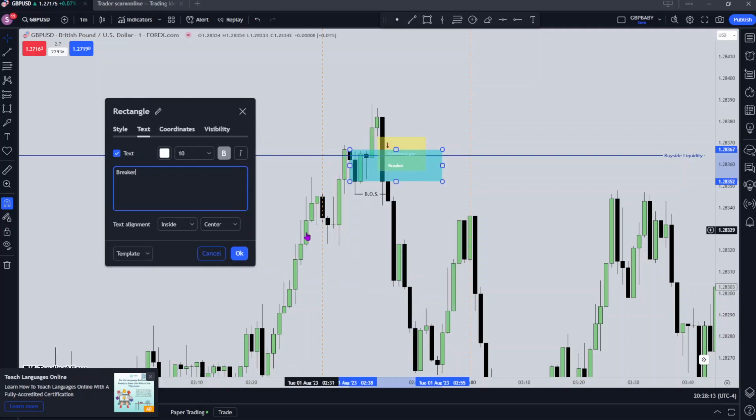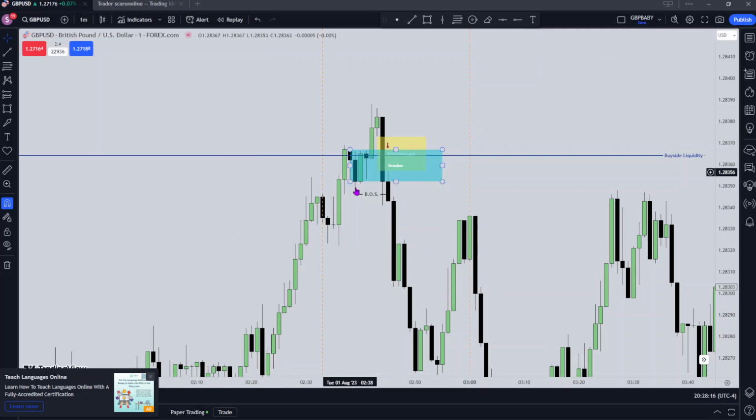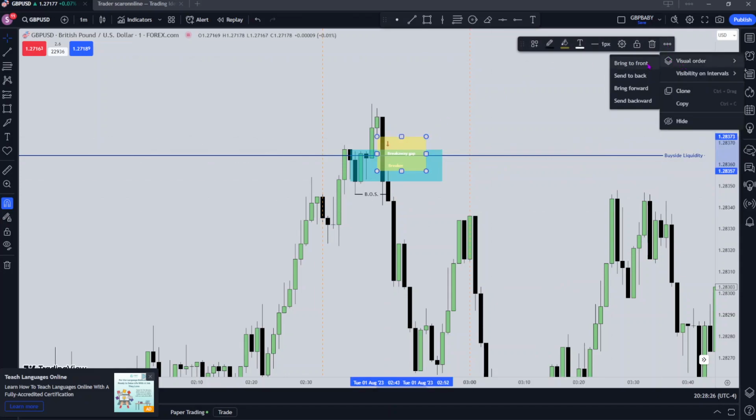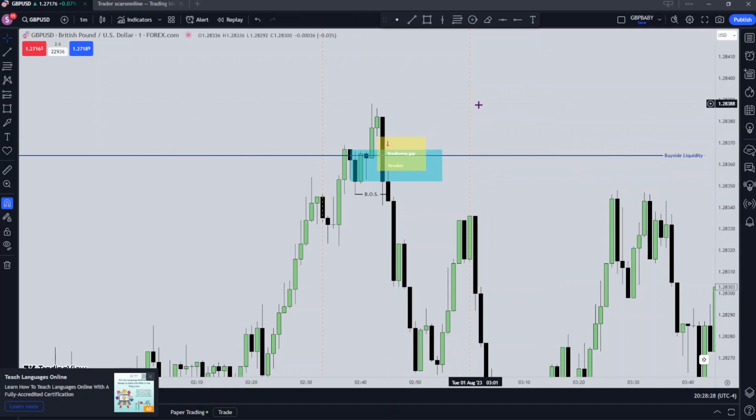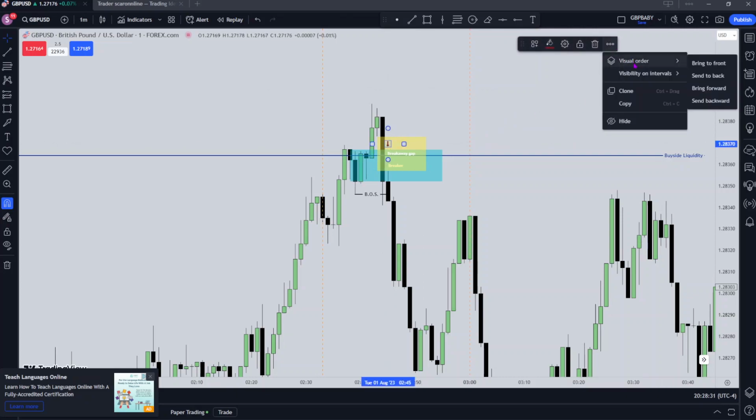So this is a breaker. Why is this a breaker? We've got a high, a low, and a high, and then we break. So this is the breaker. As soon as price trades back into it here, we can sell in that, and that's why I'm putting this sell sign here. I am going to move this to the front, bring to front, and I'll bring this to the front as well.